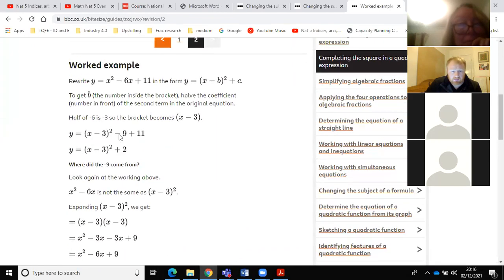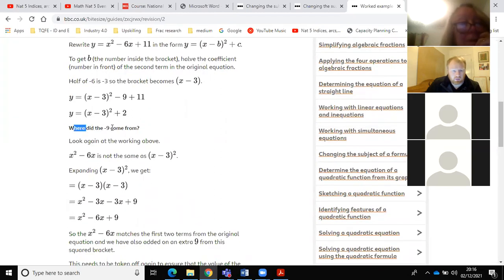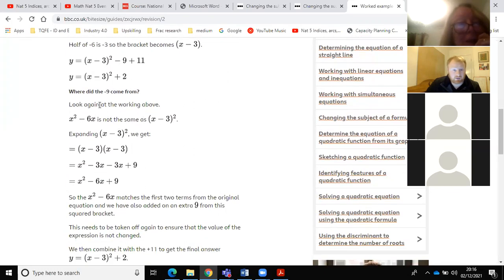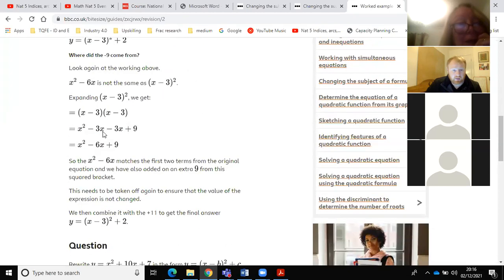Did they even say where they're getting that minus 9 from? Sorry, where did we get the minus 9 from? Okay, so they don't say where they got the minus 9 from, so that's a good start. Look again at above, expanding.